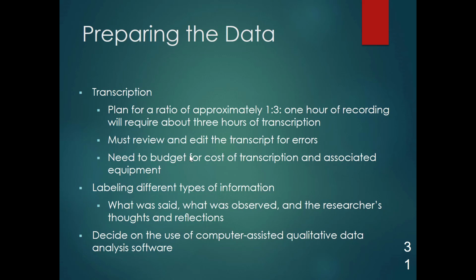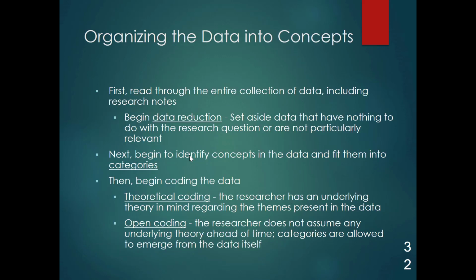Labeling different types of information. So you need to label what was said, what was observed, and the researcher's thoughts and reflections. Then you decide on the use of computer-assisted qualitative data analysis software. So you need to decide what software you're going to use. Then you organize your data into concepts.